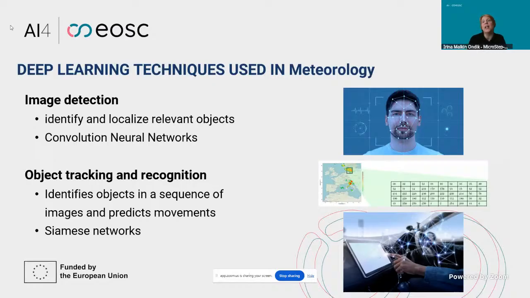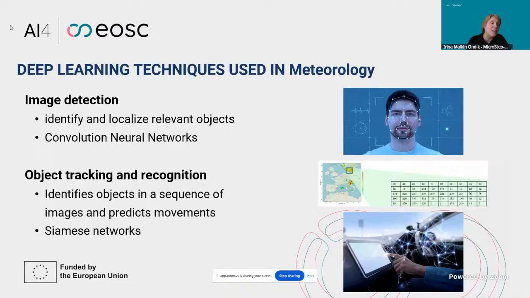Generally speaking, there are two kinds of interesting AI directions. One is time series prediction for following long-term patterns, and another one is image processing. In particular, we are interested in image detection, which allows one to identify and localize relevant objects. Typical architectures are convolutional neural networks. You may have met them even with your mobile phones with face recognition.